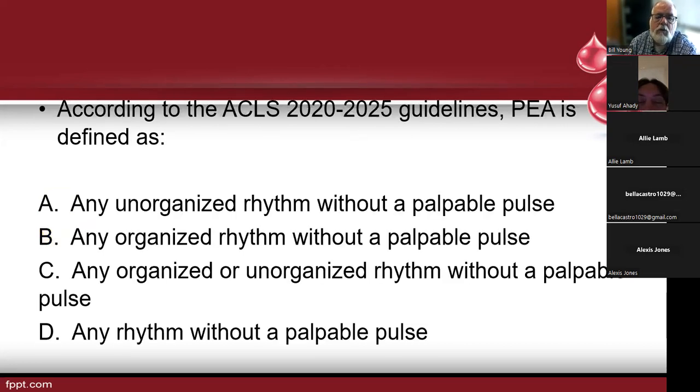According to the ACLS 2020-2025 guidelines, PEA is defined as A, any unorganized rhythm without a palpable pulse, B, any organized rhythm without a palpable pulse, C, any organized or unorganized rhythm without a palpable pulse, or D, any rhythm without a palpable pulse.